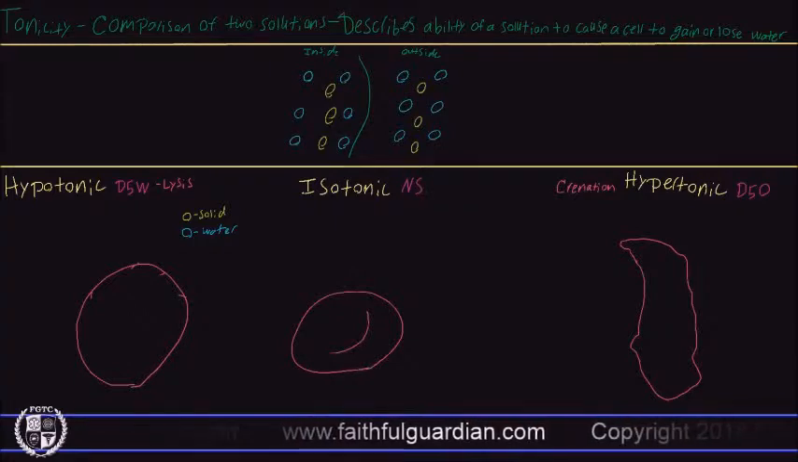Now, tonicity refers to the ability of a solution to cause the cell to gain or lose water, which is going to cause the cell to get larger or get smaller. And we can only refer to tonicity when we're talking about a comparison between two solutions. Now, in emergency medicine, the solutions that we're going to be talking about are blood in the cells inside the body, and then whatever it is that we're putting into the body.